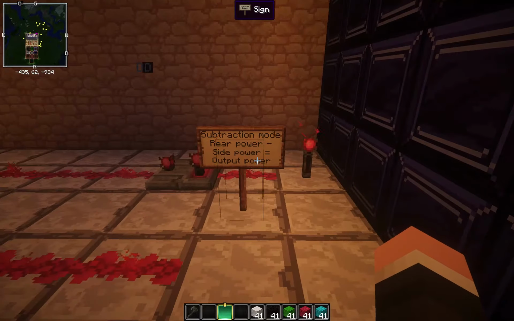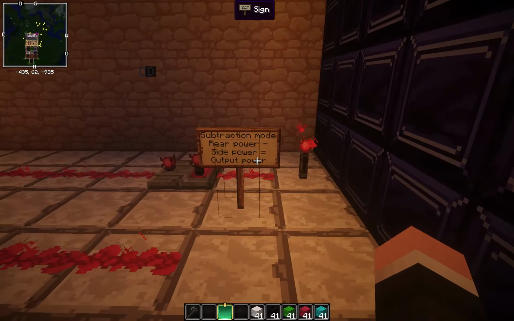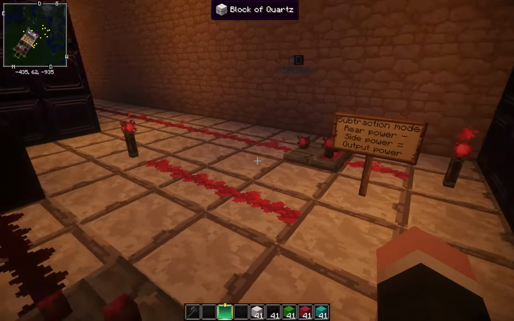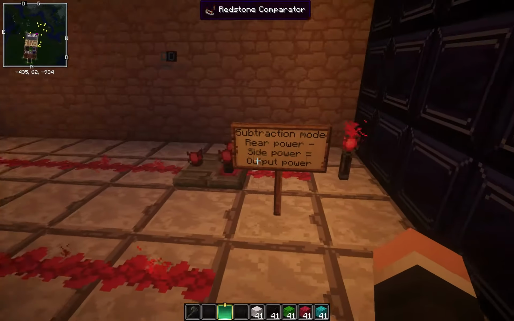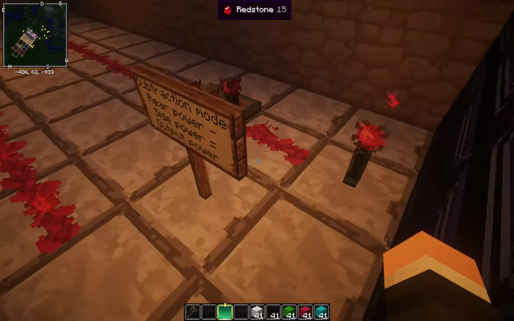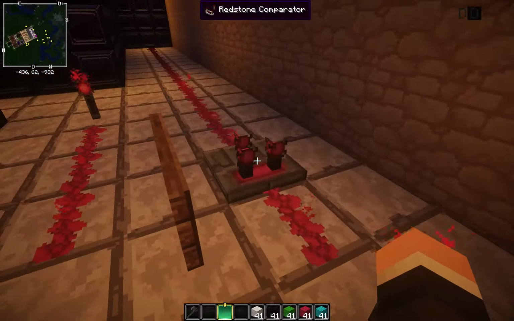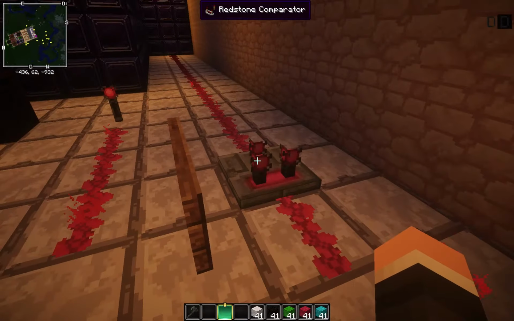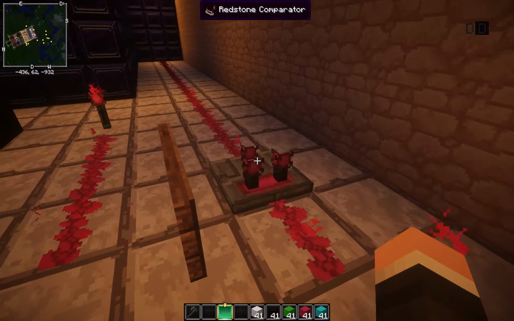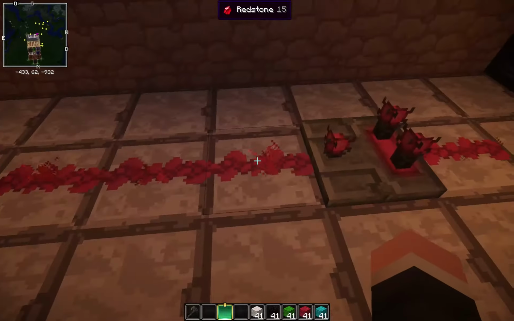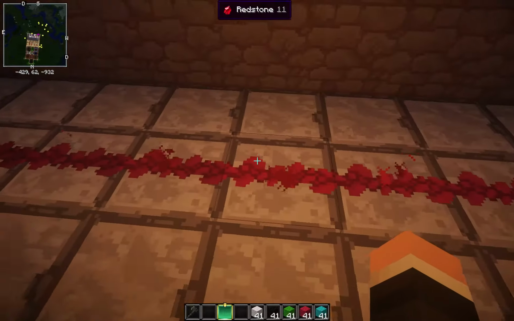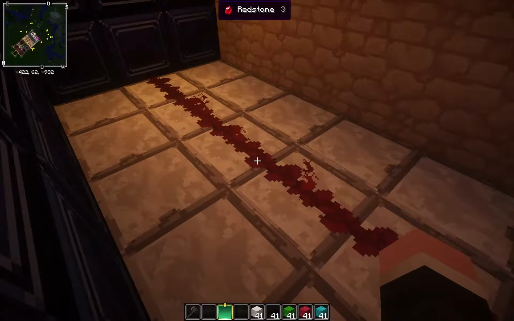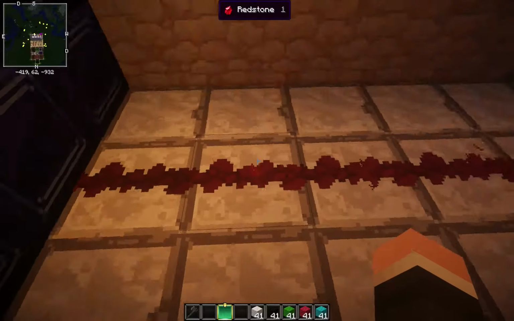Now the subtraction mode is where most people don't really get it. It's a little bit confusing at first. It takes a little while to play around with it and understand what you're doing. But the main idea is that you take the amount of power from the rear, and when you're in a situation like this, where you have a redstone torch and a redstone line going into the redstone comparator, you are generating exactly maximum power. So 1, 2, 3, 4, 5, 6, 7, 8, 9, 10, 11, 12, 13, 14, 15. So 15 squares of power.